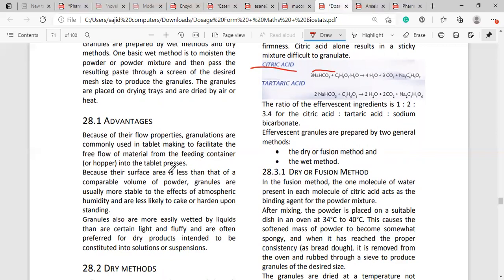Because their surface area is less than that of the comparable volume of powder, granules are usually more stable to the effects of atmospheric humidity and are less likely to cake or harden upon standing. These problems may occur with powders, but when we convert powder into granules, we reduce these drawbacks of the solid dosage form. Granules also are more easily wetted by liquids than are certain light and fluffy powders, and are often preferred for dry products intended to be constituted into solution or suspension. So granules are usually prepared for dry products that are reconstituted into solutions or suspensions before usage.